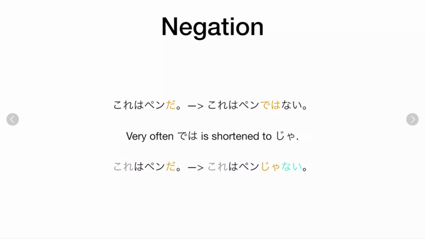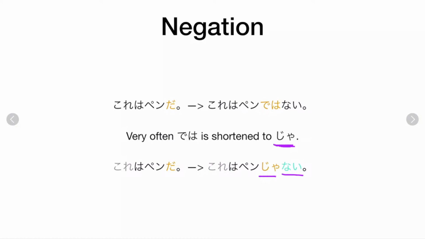is often shortened to ja. This is a contraction, and we'll talk about contractions later. So instead of saying kore wa pen de wa nai, you will very often hear kore wa pen ja nai. Okay? We will see ja to mean dewa in a bunch of contexts, which is why it's important to note that this is a contraction.